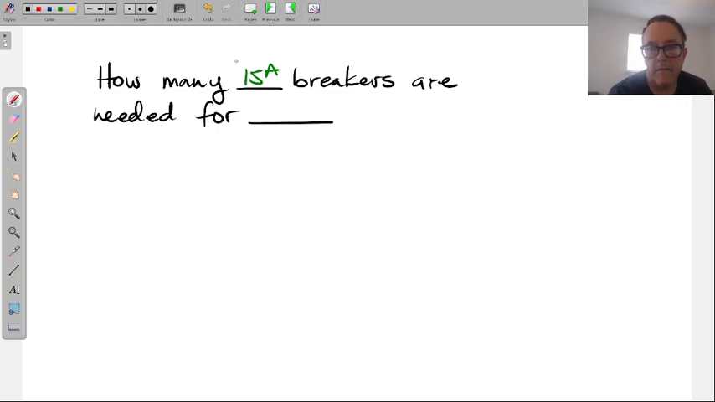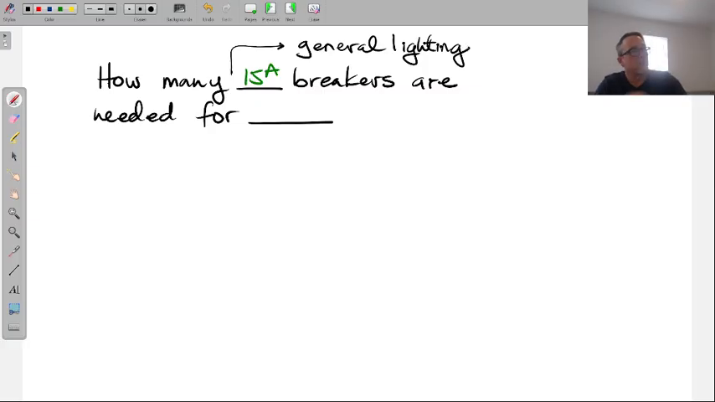All right, I do put this in the exam, but I forgot to put it here. How many general lighting circuits are needed? As a reminder, general lighting is also receptacles. Let me clean up that lighting.